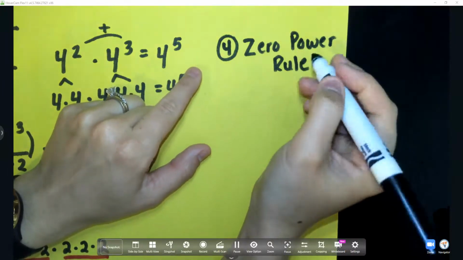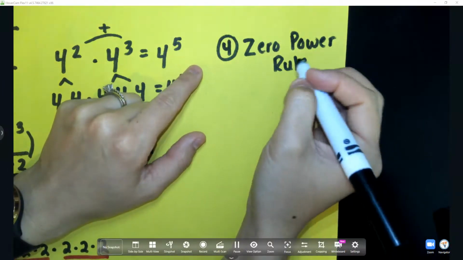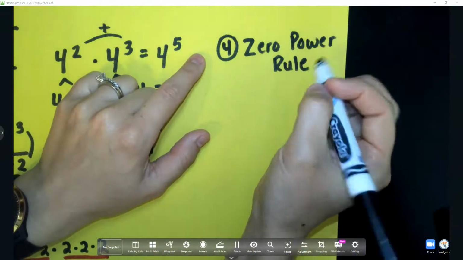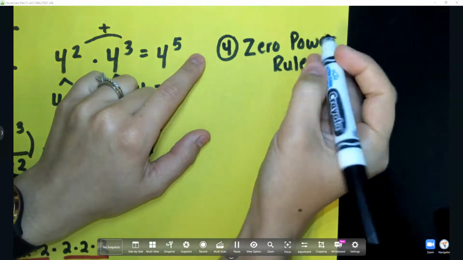Power and exponent are interchangeable words that mean the same thing. So a power is an exponent. When you're raising something to a power, that's the exponent that you're raising it to.